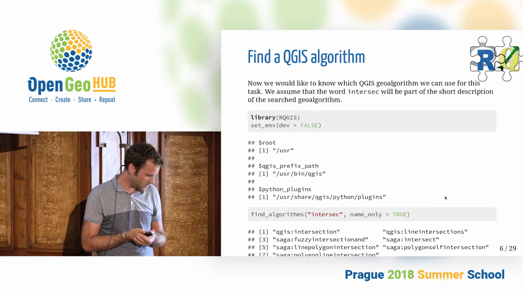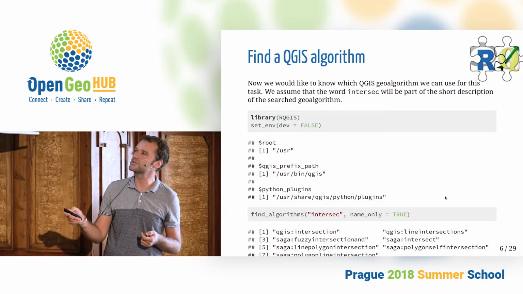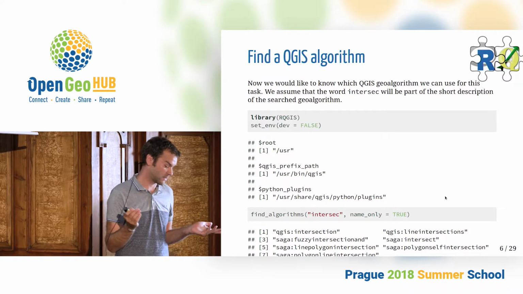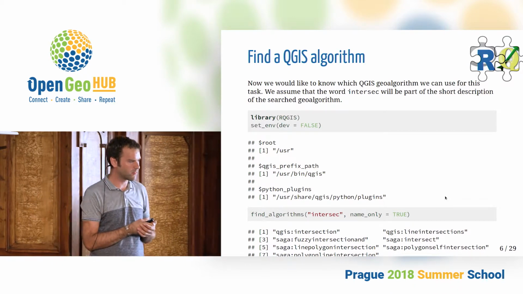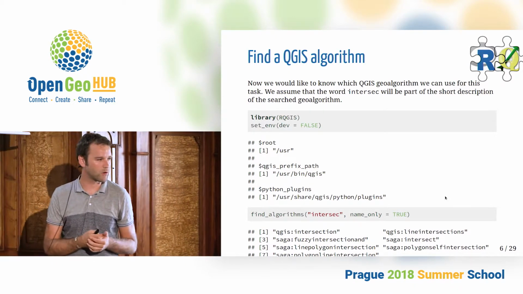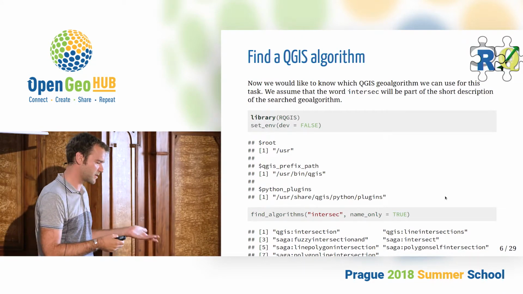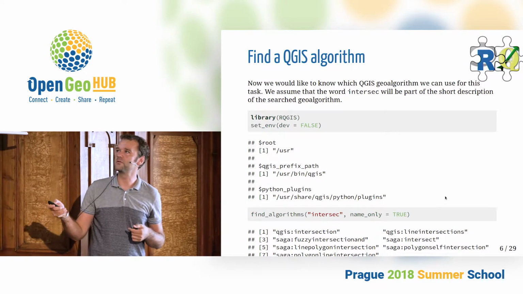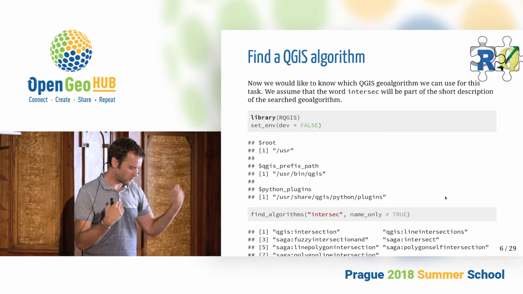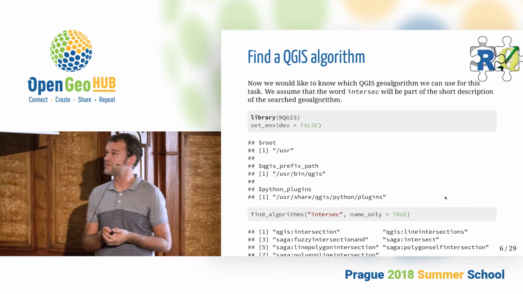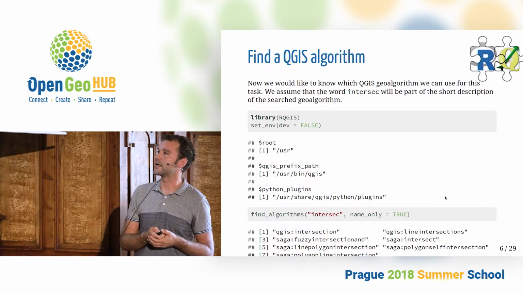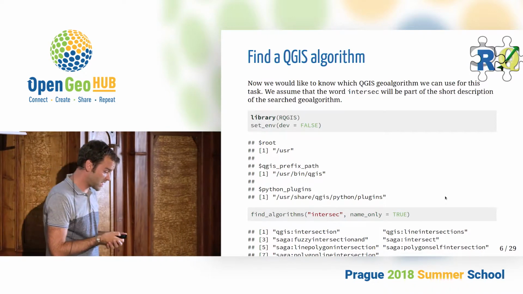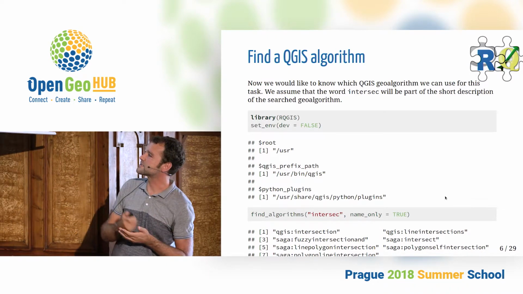Well, and then we use the find_algorithms function and look for an algorithm which contains the word intersect. If you run find_algorithms specifying nothing, then it will give back all available geo-algorithms, and I think it's about 1,000 geo-algorithms. And here I use just regular expressions to search for functions which have intersect in their name. And we will use just the first one, QGIS:intersection. But we can also use SAGA intersect.